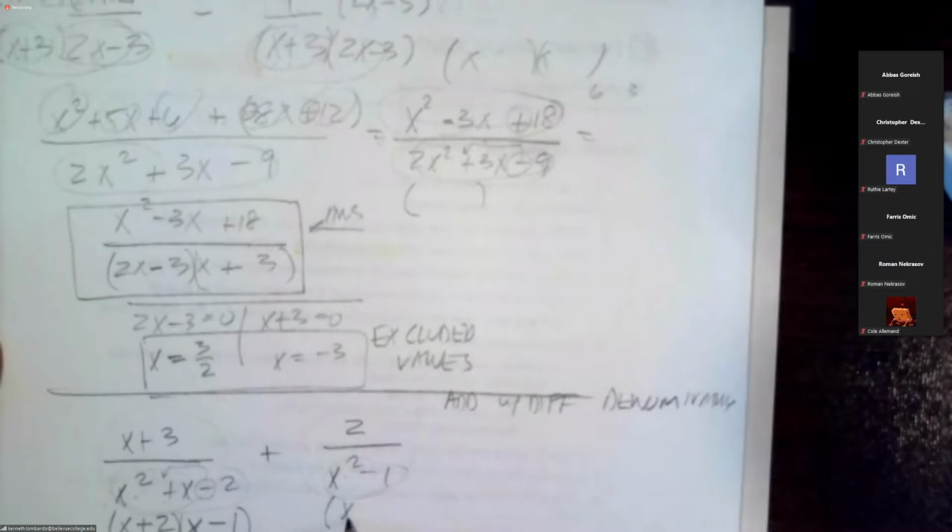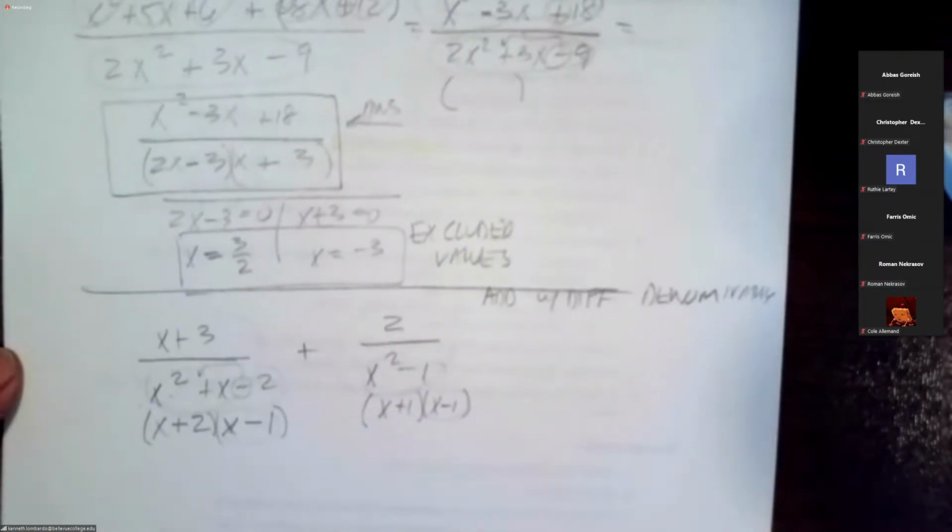So that looks like x plus 1 times x minus 1, a squared, b squared. So let's see, here we have an x minus 1, here we have an x minus 1. Can you move the paper down? Yes. Thank you. How's that? Does that work? Yeah. Okay.